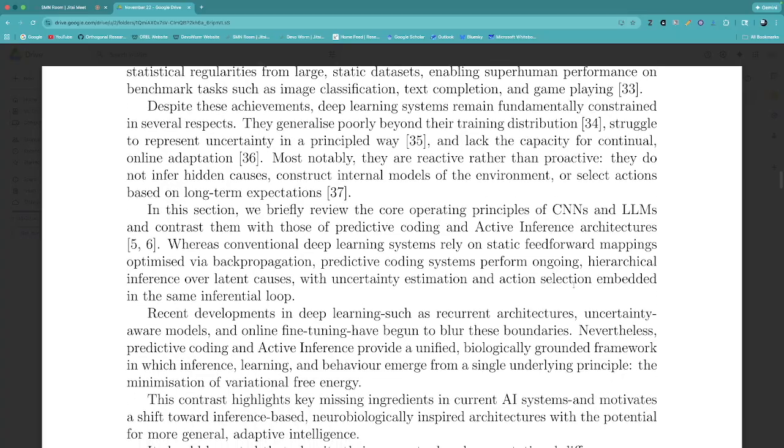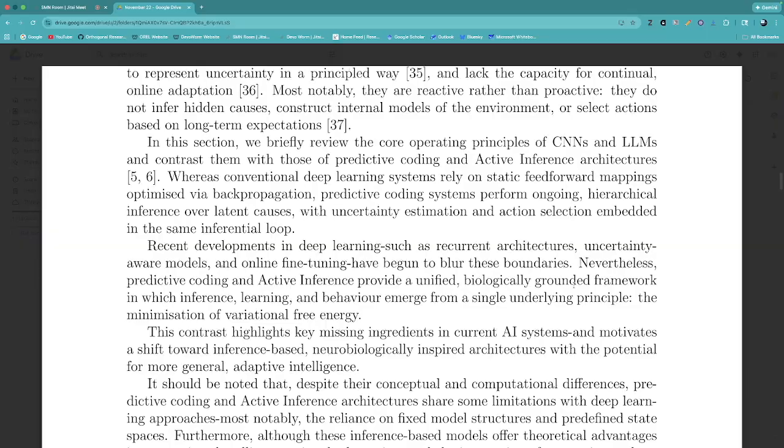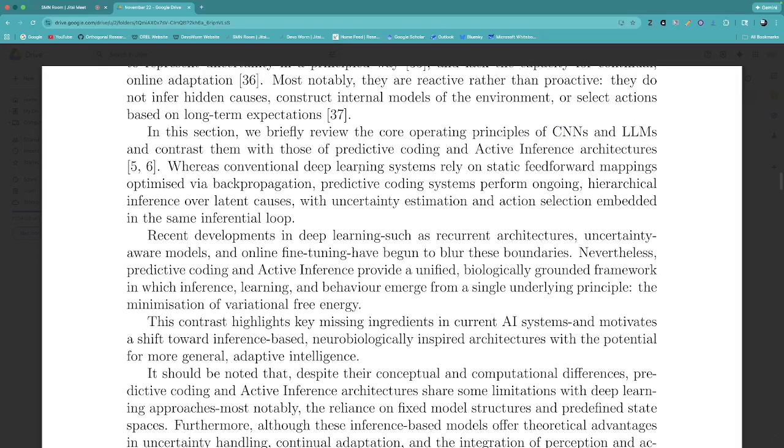So this is where they talk about the core operating principles of these types of models and contrast them with the kind of model they're proposing here. One of their points is that whereas conventional deep learning systems rely on static feed-forward mappings, optimized via backpropagation, predictive coding systems perform ongoing hierarchical inference over latent causes, with uncertainty estimation and action selection embedded in the same inferential loop. Not just minimizing uncertainty, but selecting from actions, and doing all that in one shot.